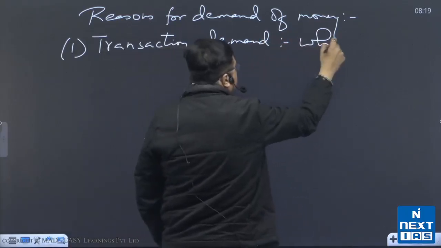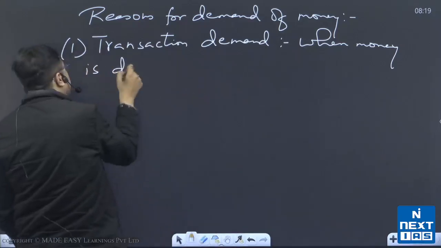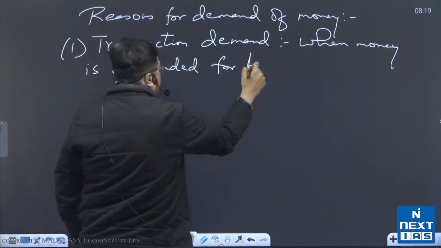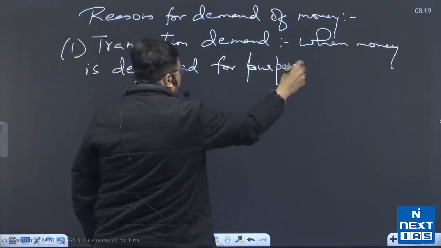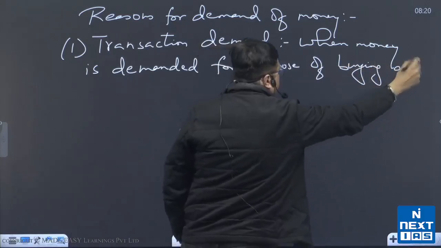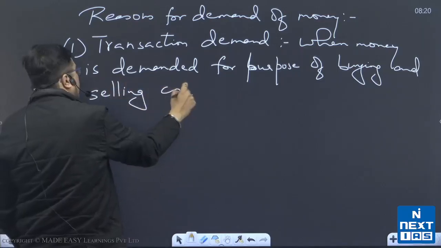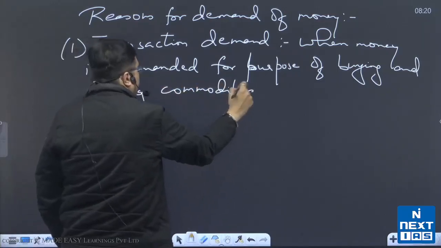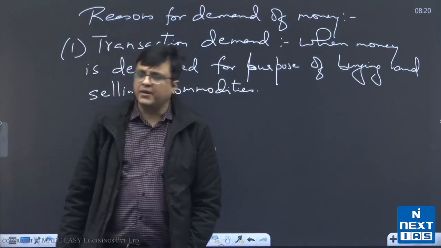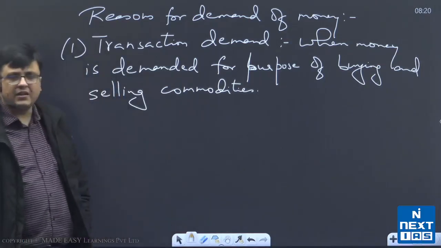This is when money is demanded for the purpose of buying and selling commodities. That is called transaction demand for money. When money is demanded for the purpose of buying and selling commodities.